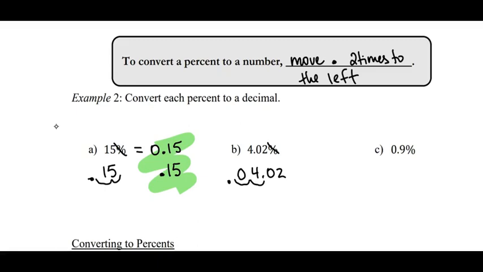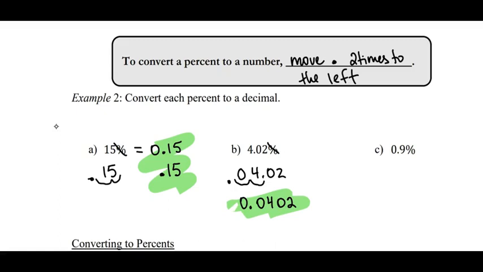So the correct answer is 0 for the whole number, 0.0402. Again, if you want to drop the leading 0, that is okay. I'm going to keep all the zeros.